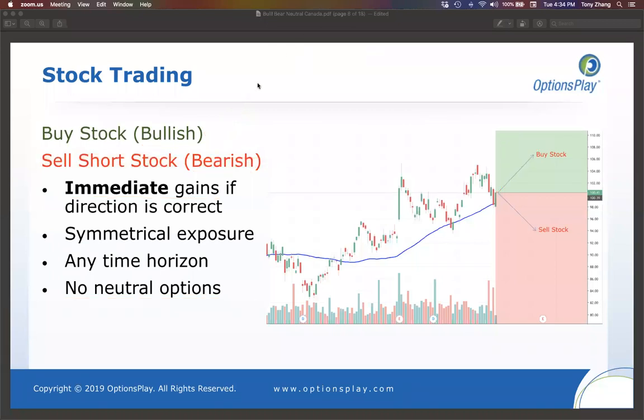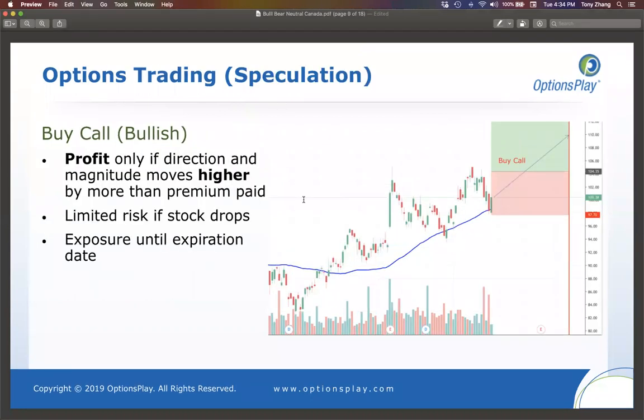So if you understand this, now let's compare this to buying a call option. So now let's just look at the bullish trade. So I think a stock's going to go higher. Let me take a look at an option. So when I buy a call option, when I'm bullish on the stock, now unlike the stock trade, where as long as the stock goes up by a penny, I start making money, when you buy a call option, it only profits if the direction and the magnitude moves higher than the premium that I pay for the call option.